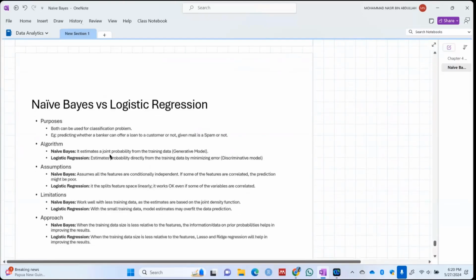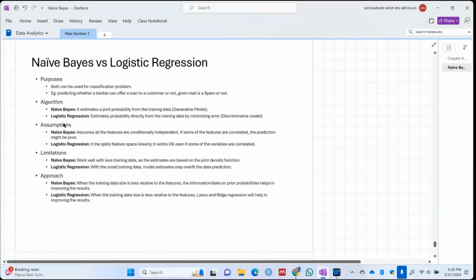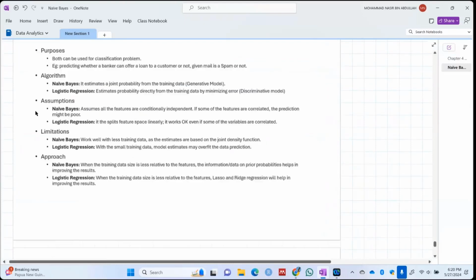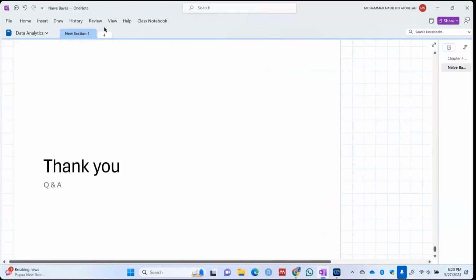Some features may be correlated. So this is the difference between naive Bayes and logistic regression. You can read by yourself later on. Okay, that's all for naive Bayes. Any questions?